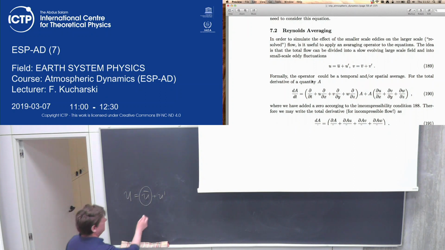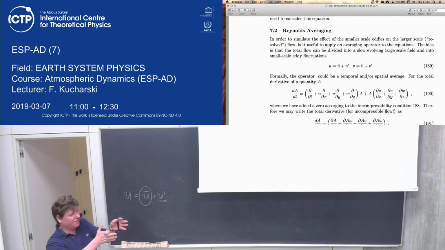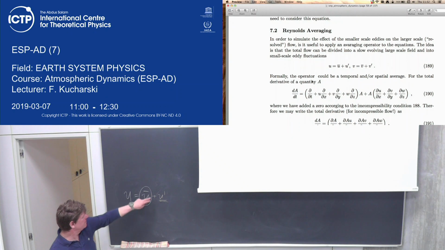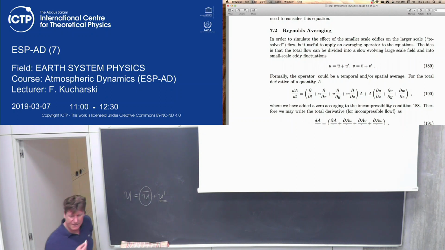But this is subscale variation. We don't resolve this. Much too small. Or in a measurement campaign, we know our measurement can only be accurate and good on a certain length and time scale. So this would be what we can measure as the mean velocity, and this would be perturbations from that we were not able to measure because they were so high frequency that we cannot measure them. In theory, these averages could be averages in space and in time.